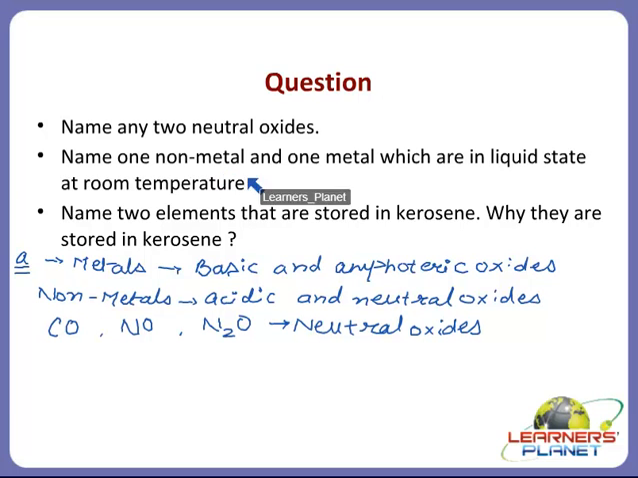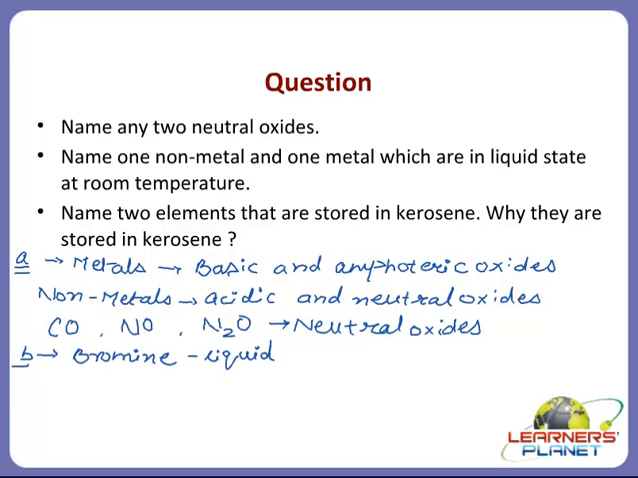Name one non-metal and one metal which are in liquid state at room temperature. Can you suggest any non-metal which is liquid at room temperature? Non-metals are actually gaseous in state, but there are certain non-metals which are in liquid state. Which one is it? It is bromine, children, if you remember. Bromine is in liquid state, and bromine is a non-metal.